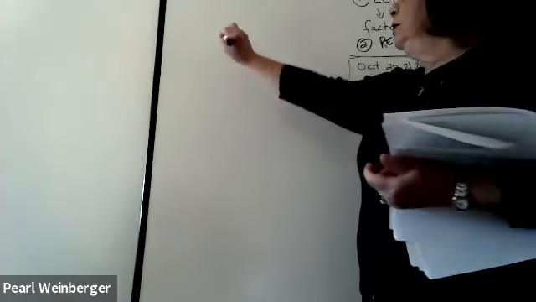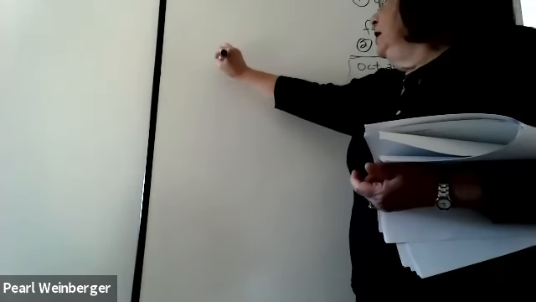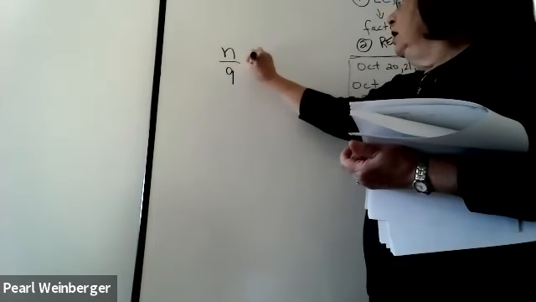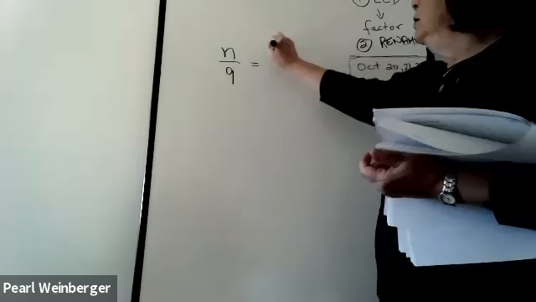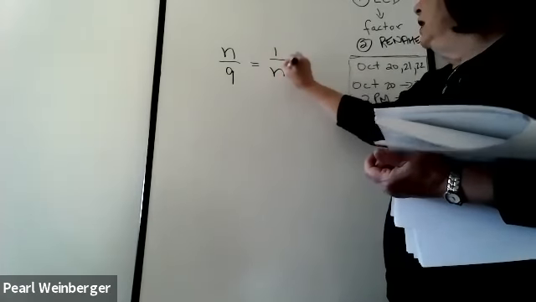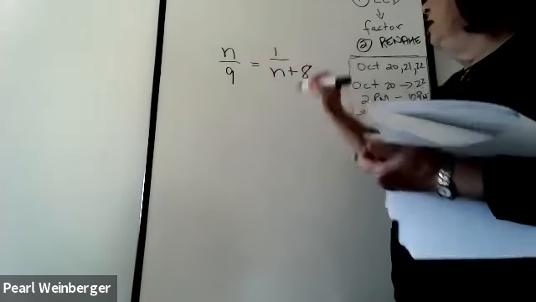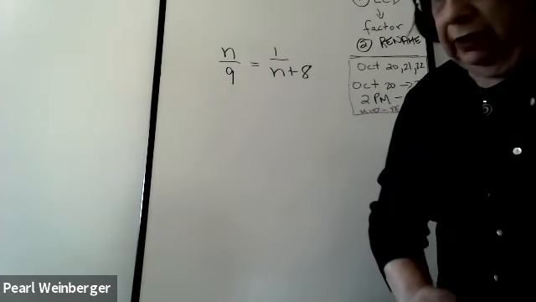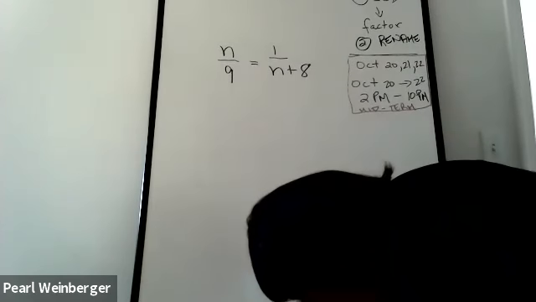Here's the problem for you to try. I give you n over 9 equals 1 over n plus 8. I want you to solve this equation for n. And I'm going to give you a few minutes to try it on your own.